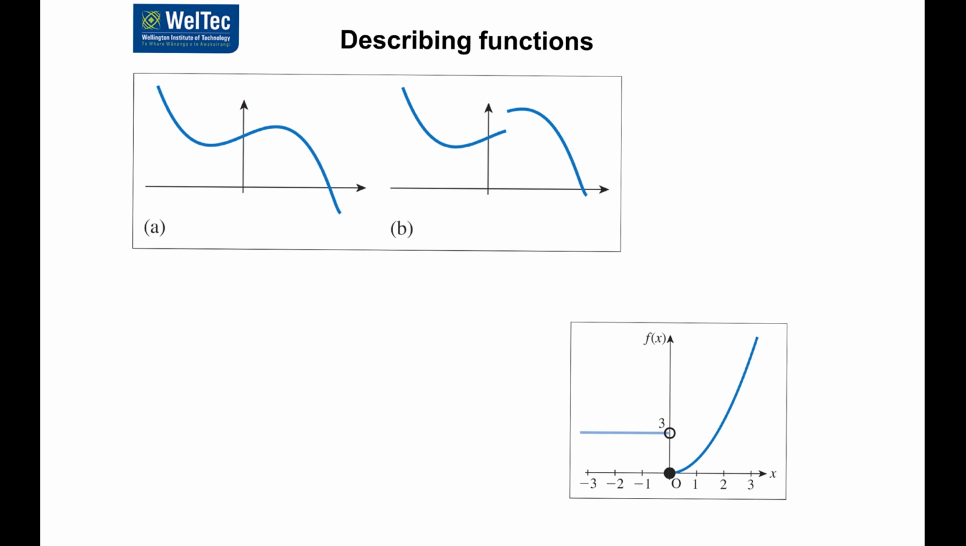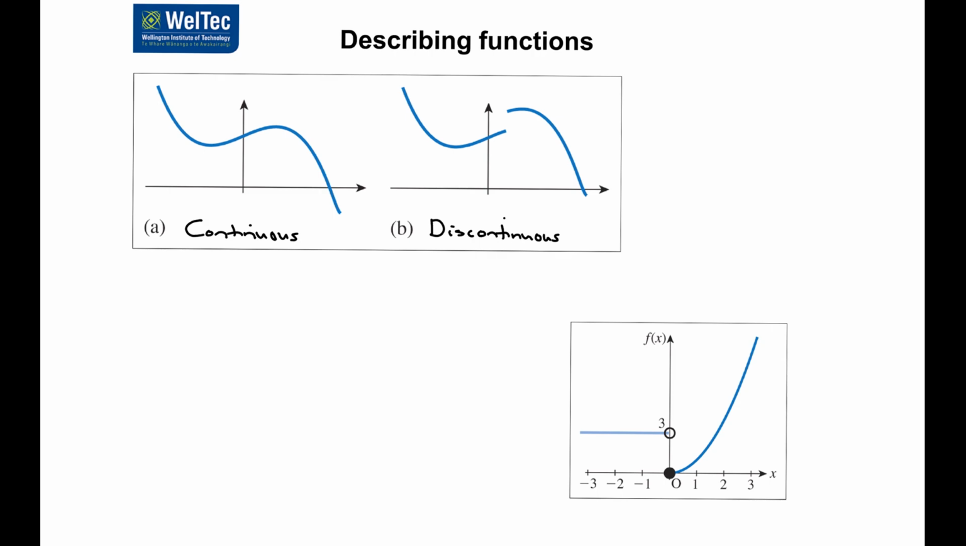Have a look at A at the top left. That is continuous. You can draw that without lifting your pen. But if you look at B, it's got a gap in it. We couldn't just draw it without lifting our pen. We'd have to lift our pen. So we say that that is discontinuous, or a discontinuous function.